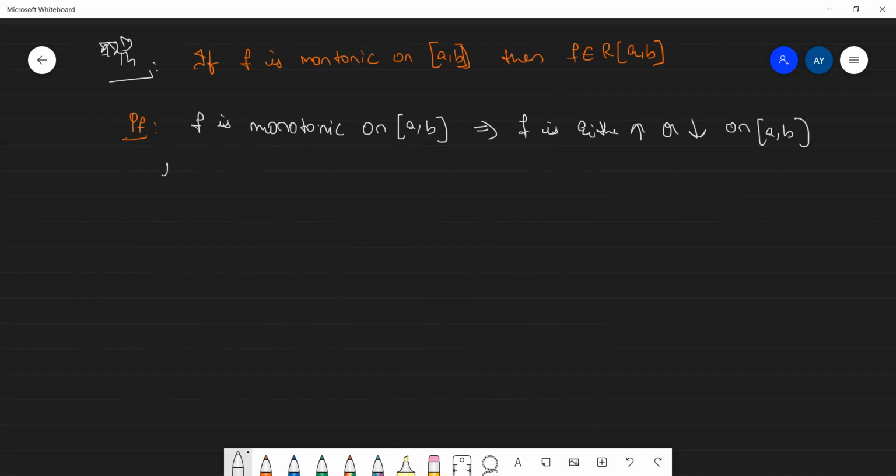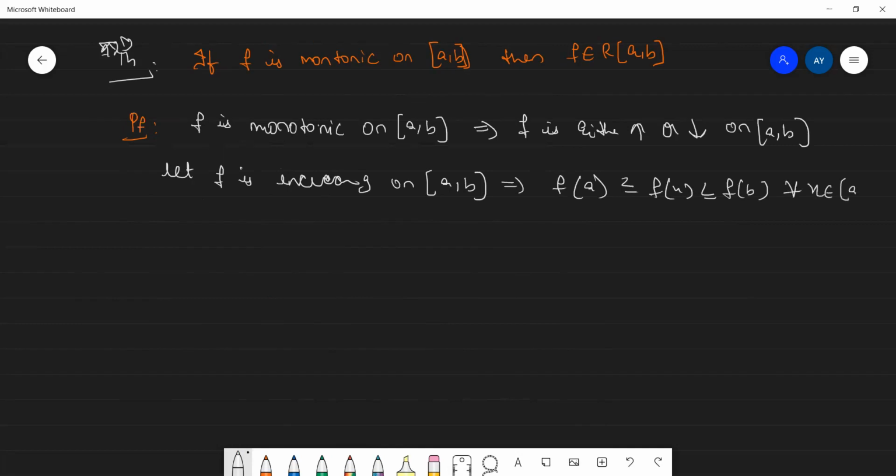So now let f be increasing on the closed interval [a, b]. What is an increasing function? f of a is less than or equal to f of x, which is less than or equal to f of b, for all x belonging to [a, b]. This implies f is bounded on the closed interval [a, b].